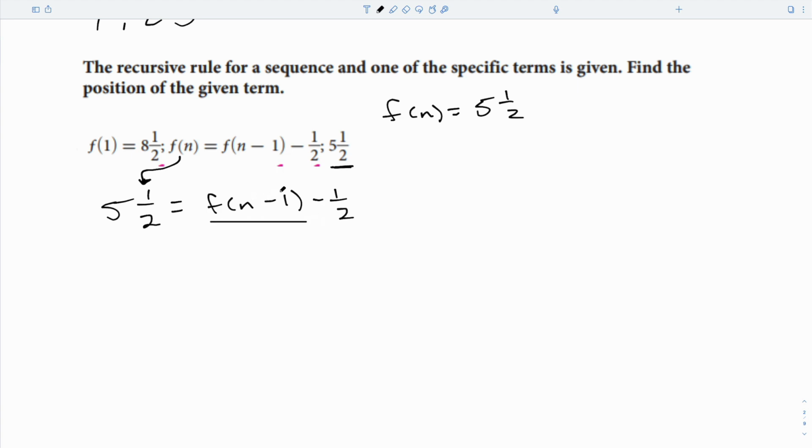What's the problem if it's a no? What can I do if it's a yes? Go. Sort it out. What do I do with that? F of n minus 1.